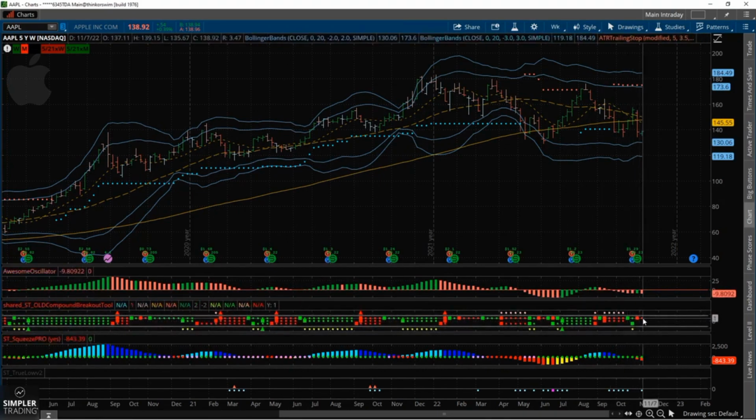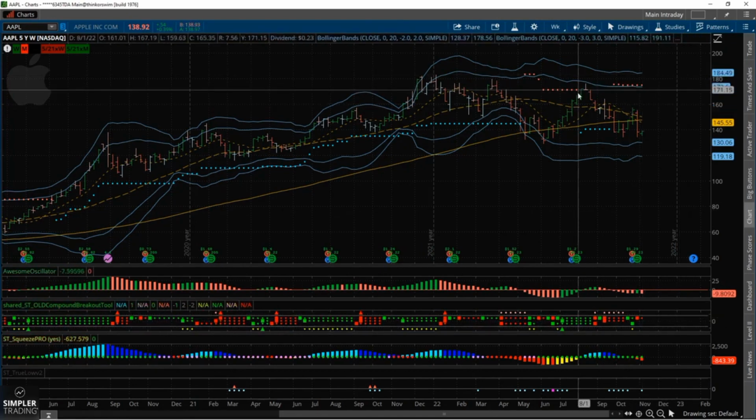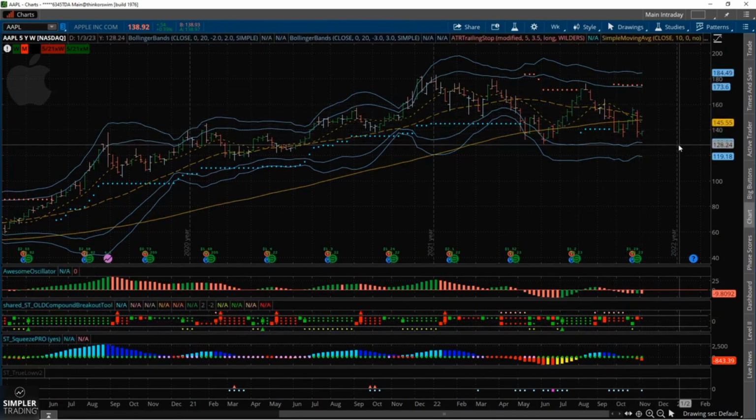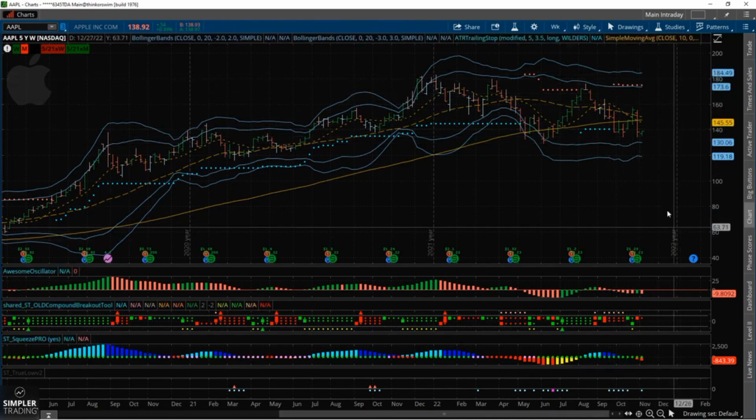Don't quite have the bearish signal on the compound breakout tool, so I would prefer to see that. Right now it's still more a consolidating one, which makes sense given the overall consolidation that we've been in. But once again, even the weekly chart is angling a bit more towards that bearish sentiment.